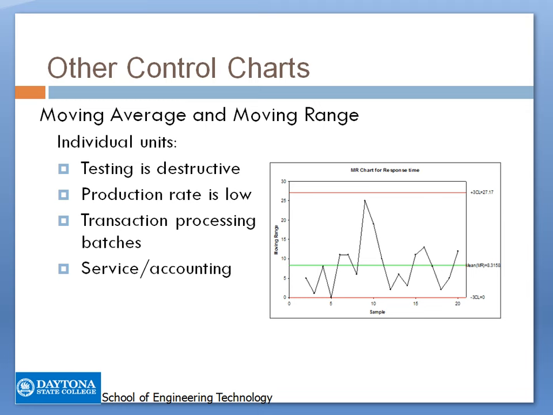Another type is the chart for moving average and moving range. And in some situations, a chart is used to combine a number of individual values and plot them on a control chart. So this is the type that we call the moving average and moving range. And it's very common in chemical industry, as well as for testing that are destructive, production rate low, transaction processing in batches, and for service and accounting organizations as well.